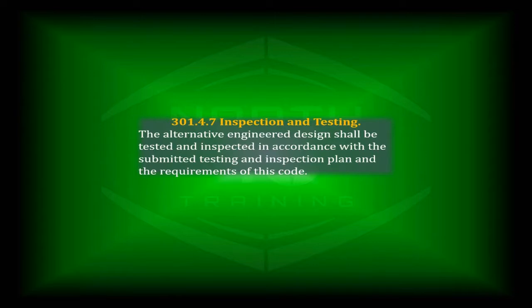301.4.7, inspection and testing. The alternative engineered design shall be tested and inspected in accordance with the submitted testing and inspection plan and the requirements of this code. You got to have a plan. Going forward in this whole game, the final step to having any alternative engineered design installed, you have to have a future plan on how you're going to keep this thing running properly, so a maintenance plan, but then also an inspection plan for the future as well. And it's got to be left on site, because chances are you might not be the guy forever that's looking at this stuff.